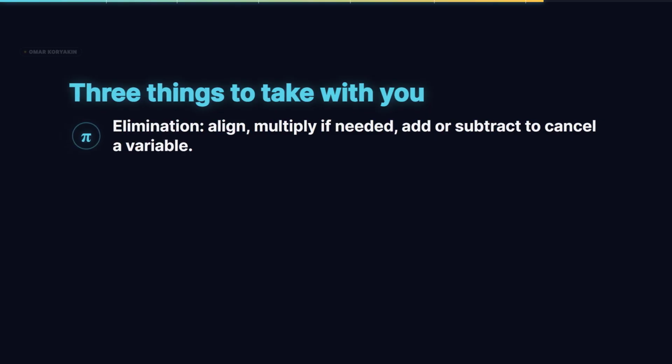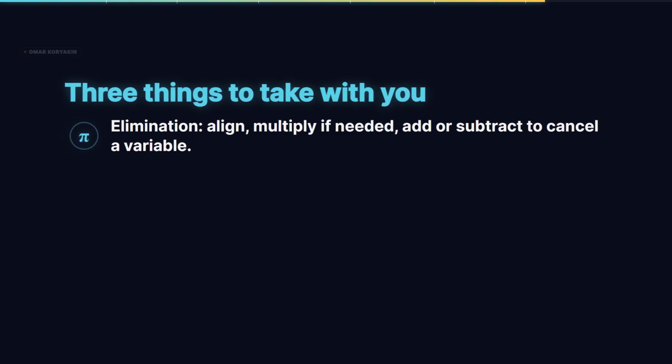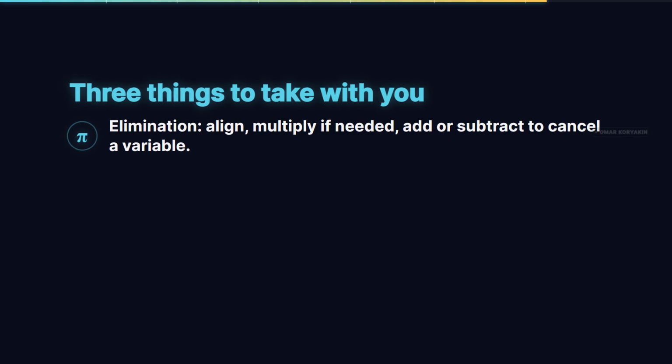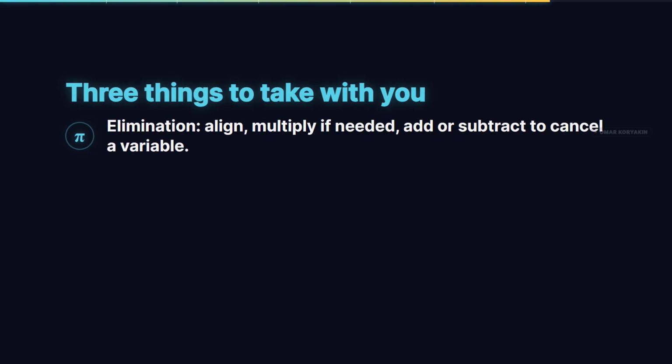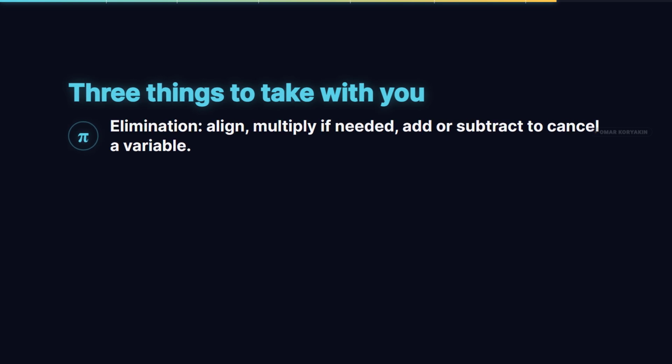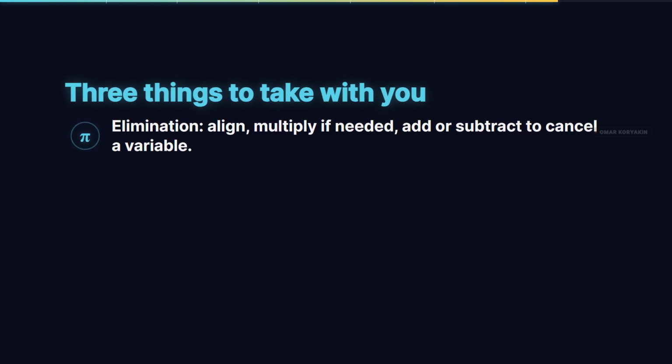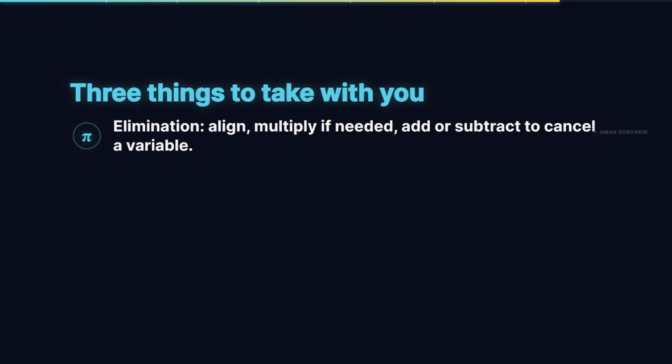First, the four-step elimination procedure is align, multiply if necessary, add or subtract to cancel one variable, then solve and back substitute for the second variable. Align the two equations vertically with like terms in columns. Multiply one or both equations by suitable constants to align the coefficients of the variable you want to eliminate. Add the equations if the coefficients are opposite. Subtract one equation from the other if they are equal. Solve the resulting one variable equation and back substitute into either original equation to find the other variable.